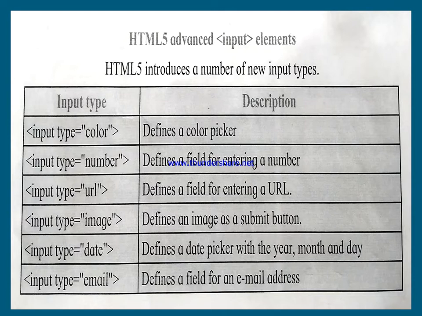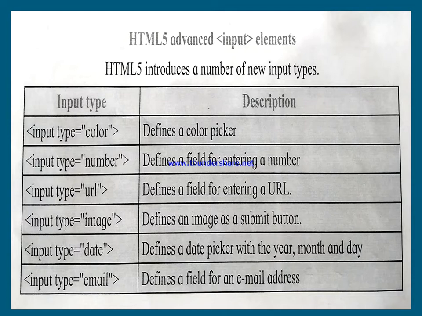Second is input type number. Whenever there is a need to define a field or element which accepts only numeric values, that is 0 to 9, at that time you can use input type equal to number.